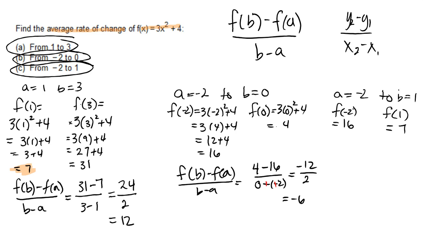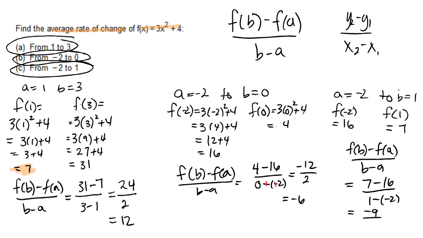So we'll find the average rate of change, f of b minus f of a over b minus a. That's 7 minus 16 over 1 minus negative 2. And 7 minus 16 would be negative 9. 1 minus negative 2, that's 1 plus 2, that's 3. So we get negative 3. The average rate of change from negative 2 to 1 is negative 3.